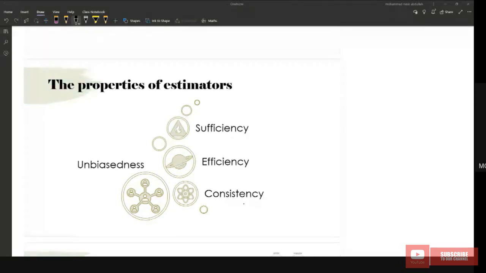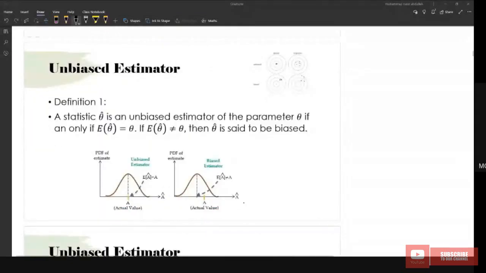So let's look at the unbiased estimator. The definition of an unbiased estimator: a statistic theta hat is an unbiased estimator of the parameter theta if and only if the expected value of theta hat is equal to theta, right? So this is the property of an unbiased estimator. If the expected value of theta hat equals theta, then we can say that theta hat is an unbiased estimator. If the expected value of theta hat is not equal to theta, then theta hat is called biased, right?